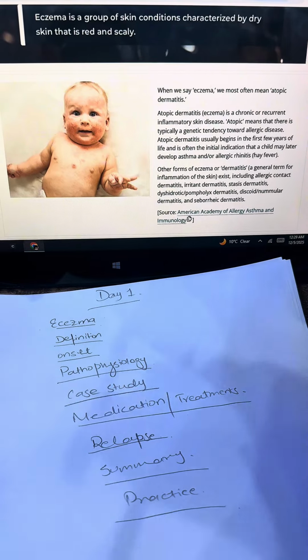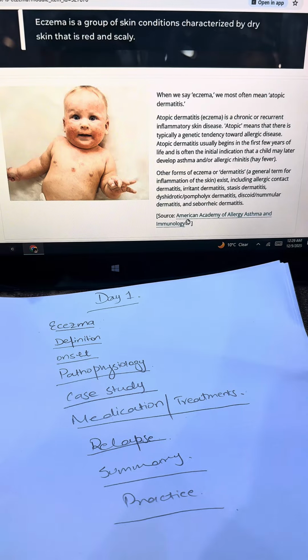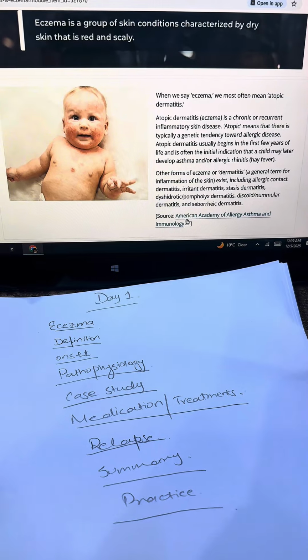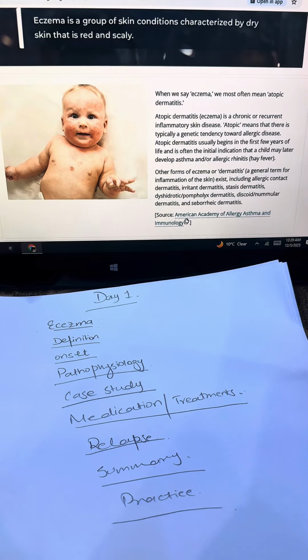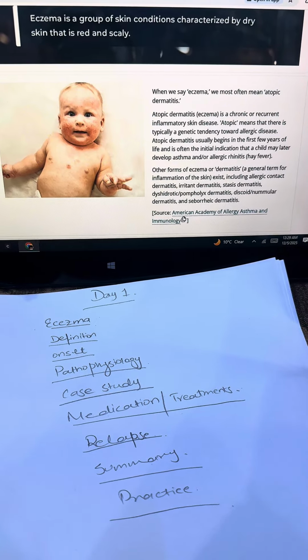You can see in the picture a baby, in which the skin is characteristically red and scaly. When we say eczema, we often mean atopic dermatitis.